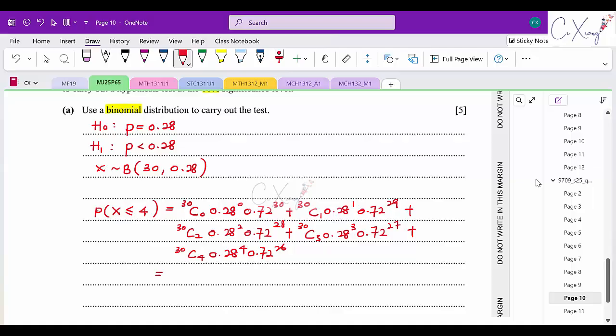So I need to include up to 4. I cannot have 5 because they said x smaller equals to 4. Right, then after that you try to press calculator. By right, you'll be having 0.0495. And this is the p-value that we get for the test, right?